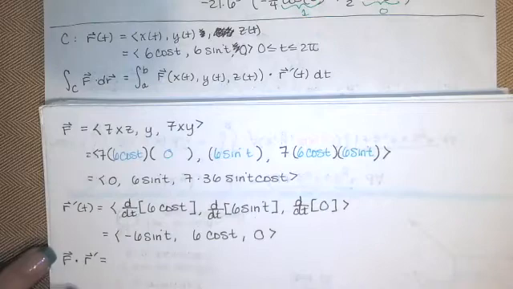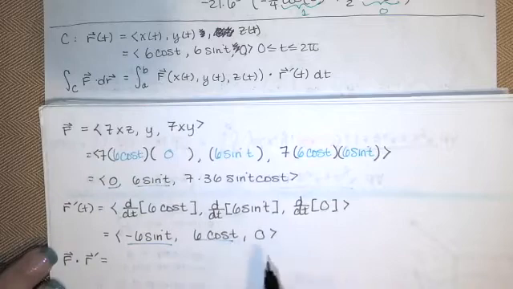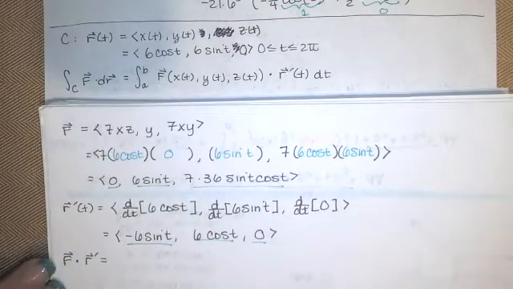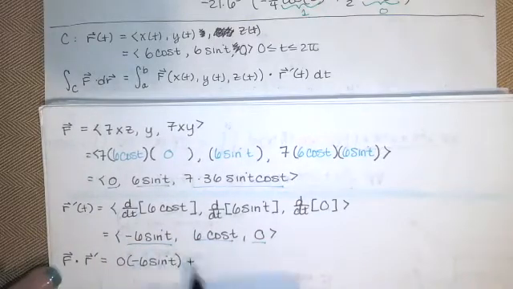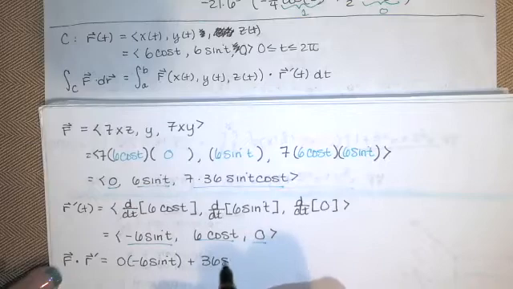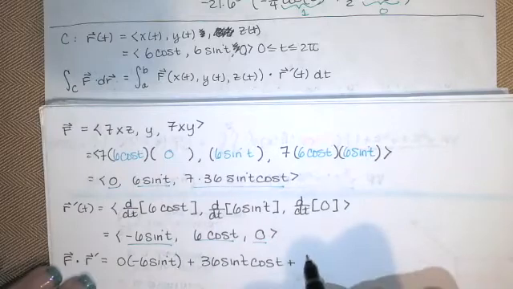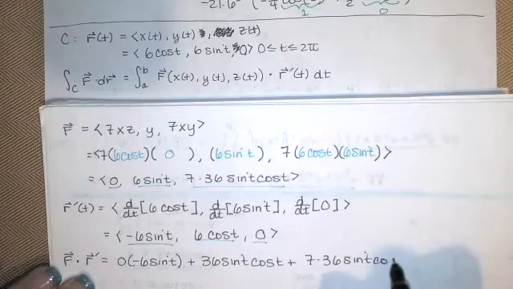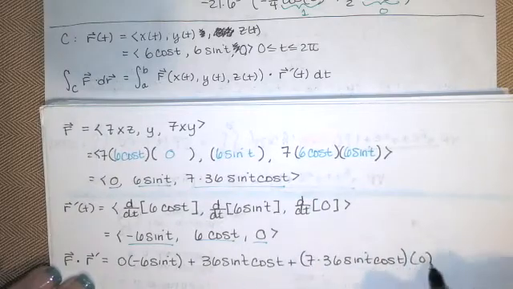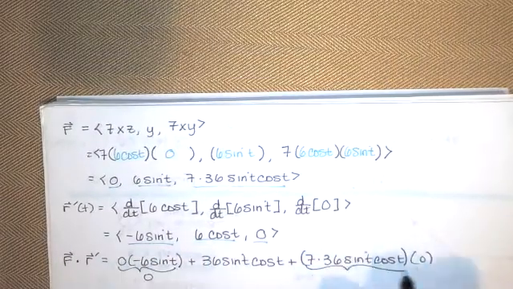This is very easy. So you take 0 and multiply it by this, and then you add this times this, and then you add this times this. So we've got 0 times something, which is of course 0, plus 36 times sine of t times cosine of t, plus another function here, but again, it's multiplied by 0, so we're just going to get 0. So you don't have to write that down. Just writing it down for emphasis.